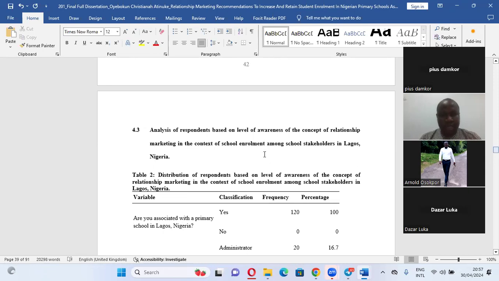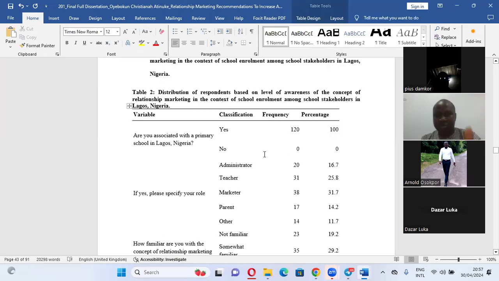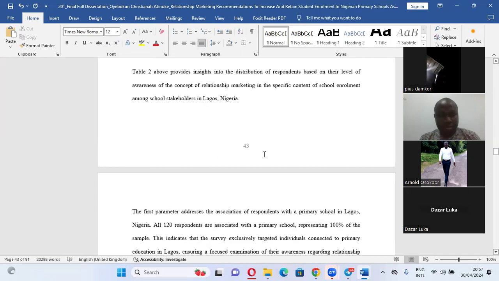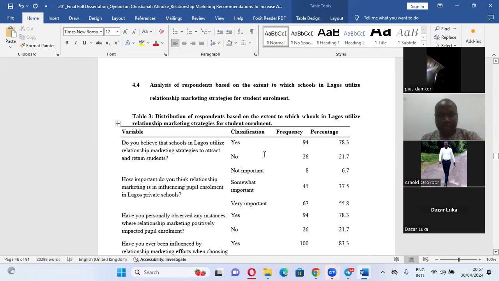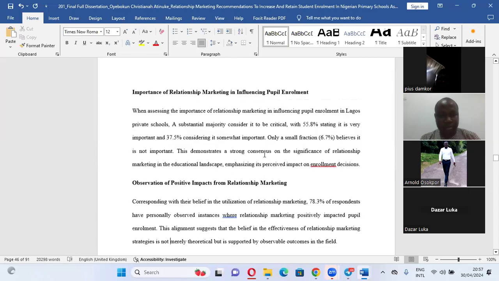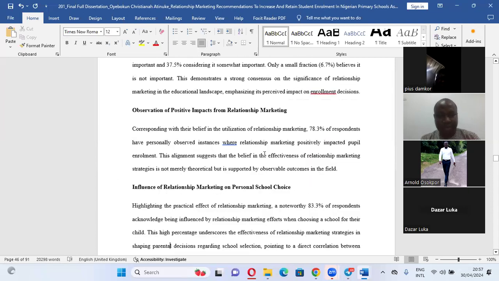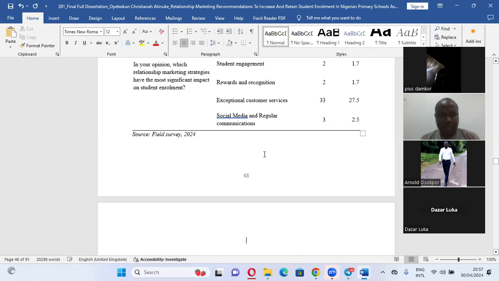So you can see now this level of awareness, this is another objective. You can see that we use frequency and percentage because it has been shown that all the objectives use frequency and percentage. Now these are the interpretation of those things. Frequency and percentage.